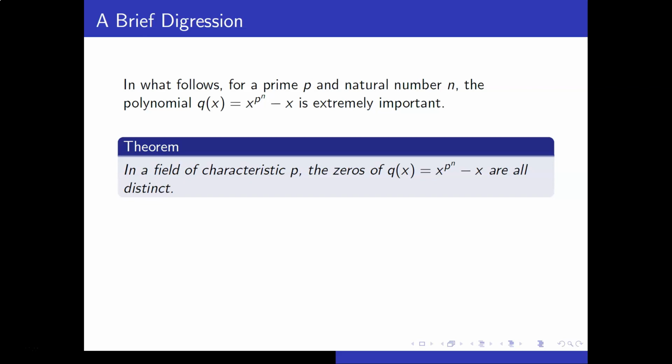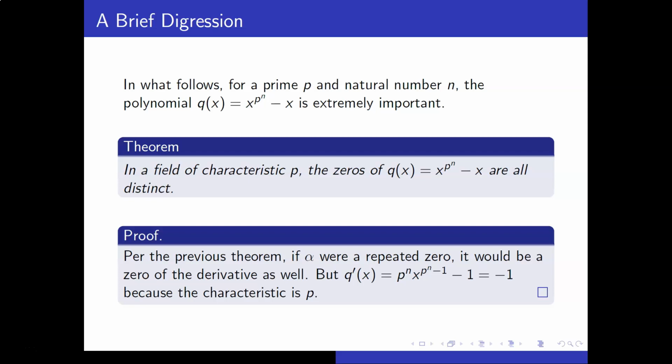they're all going to be distinct. If I were to get a repeated root, I'd have to have a repeated zero. That's the only way they couldn't all be distinct. But if that's the case, then I would have to have a number alpha that was a zero of both the original polynomial and its derivative. But the derivative q prime is going to be p to the n times x to the p to the n minus 1, minus 1. But I'm in characteristic p. p is 0, so this first term completely drops out, and the derivative is a constant.